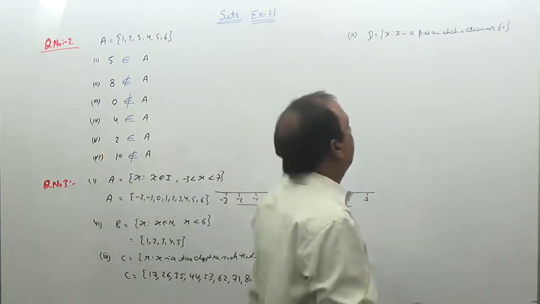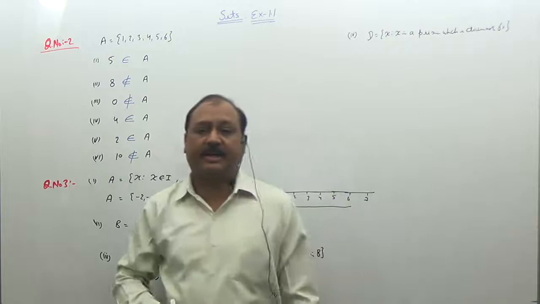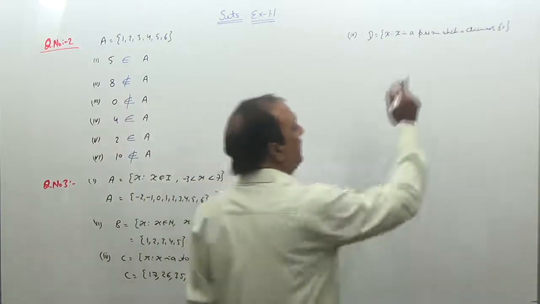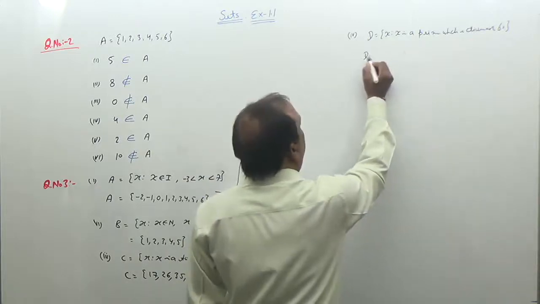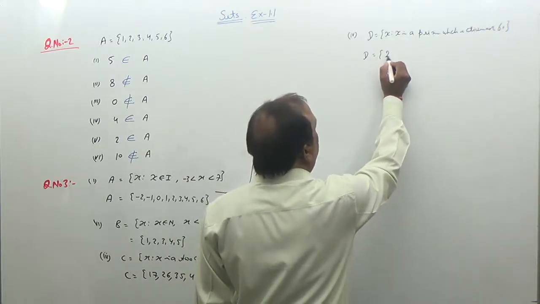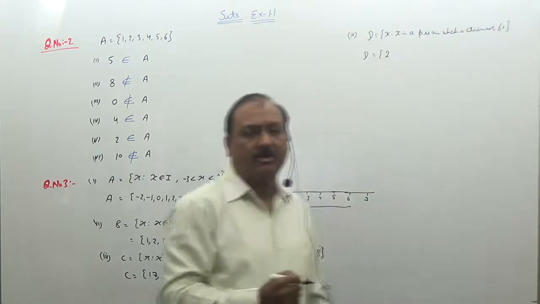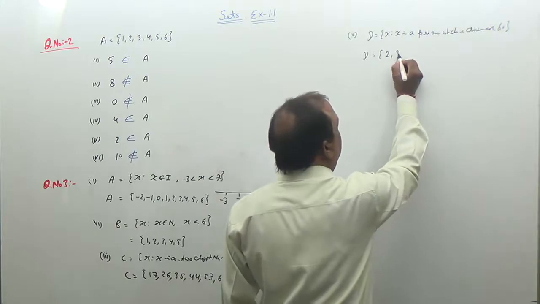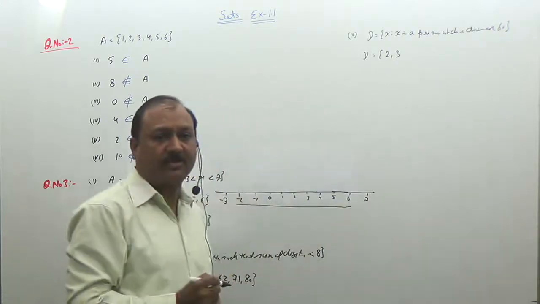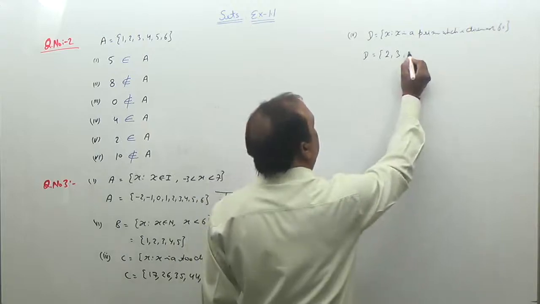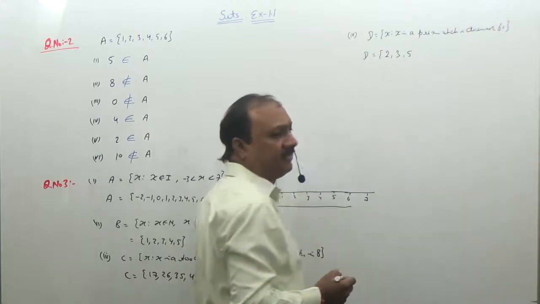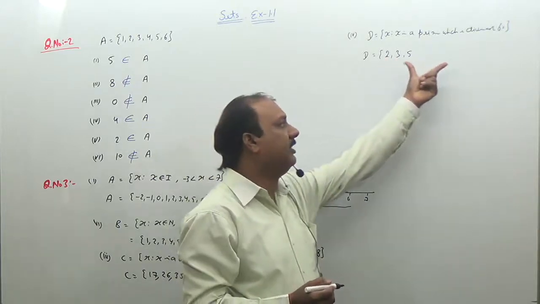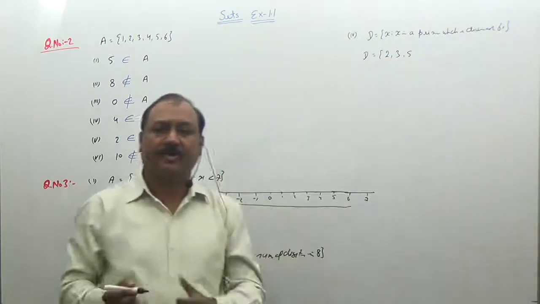So there is a set builder form. This set contains the elements which are the prime numbers as well as divisors of 60. So D is a set. The first prime is 2. 2 divides 60. Second prime number is 3. 3 also divides 60. Next prime number is 5. 5 also divides 60. So there are only 3 prime numbers which divide 60.